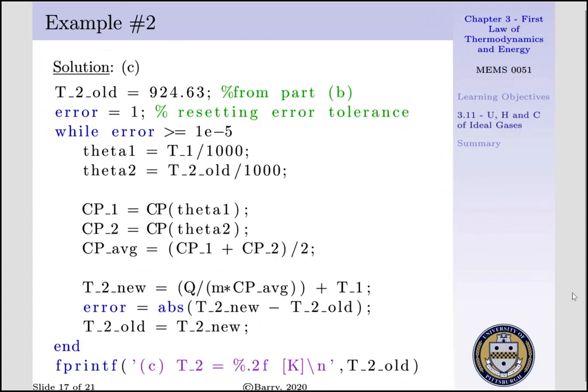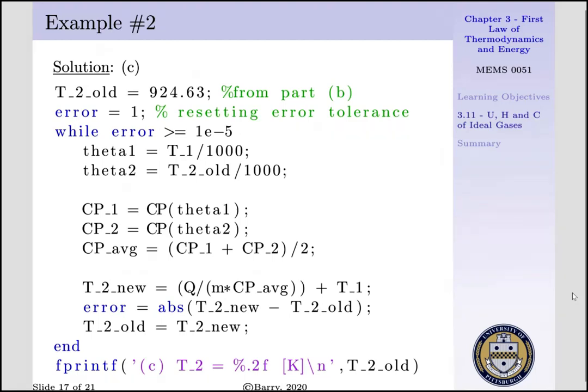Now we can calculate our average specific heat, CP average, by taking CP1 plus CP2 per 2. Now our final temperature, T2 new, is equal to our heat supplied per our mass times our average specific heat, CP average, plus T1. And once again, we define our error as our newly calculated value, T2 new, less our old value, T2 old. And then we reinitialize our system by calling T2 old T2 new.